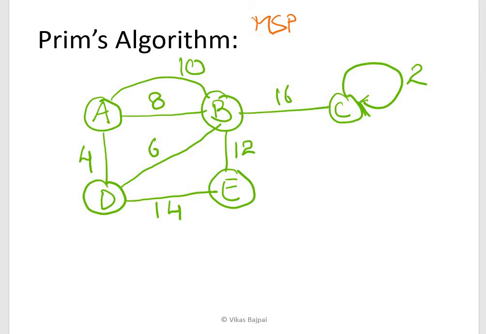Now for this particular graph, in order to find the minimum spanning tree using Prim's algorithm, our first step is to remove all the loops, self loops. So what we see is, in this case, this is your self loop. So I need to remove this particular thing from here.